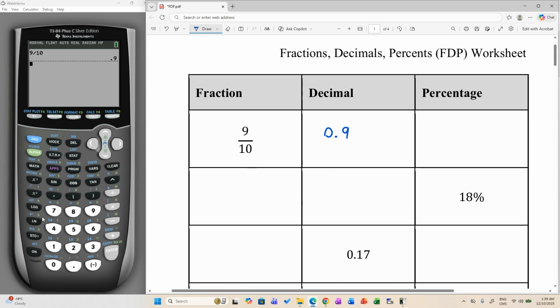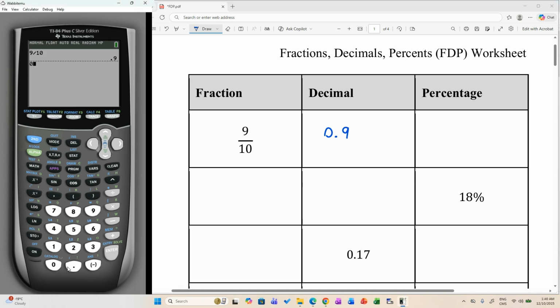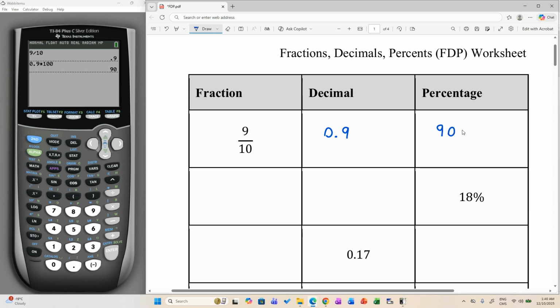Now, to change a decimal to a percent, I simply have to type in my decimal, which is 0.9, and multiply it by 100. And I get an answer of 90 here. Once you get your answer for a percent, you simply add a percent symbol to it. So again, I simply took my decimal, times it by 100 to get 90%.